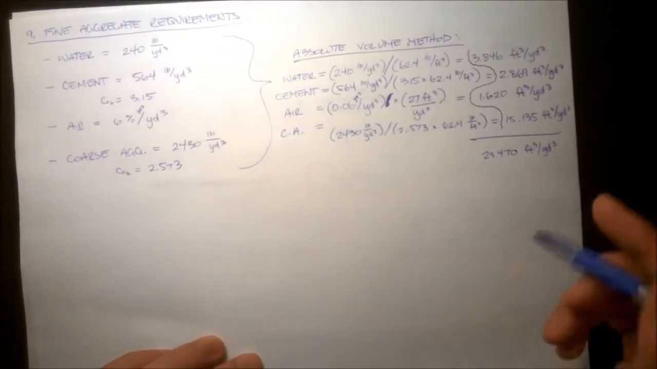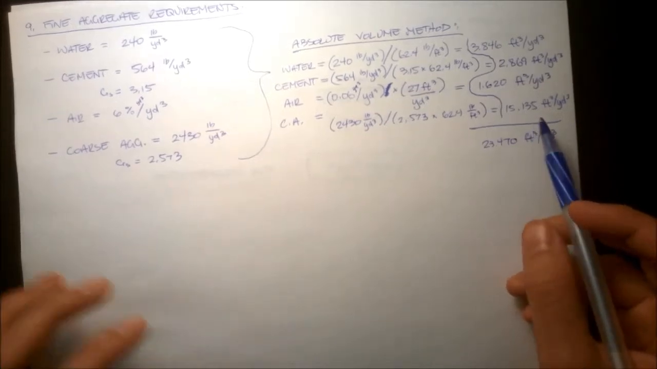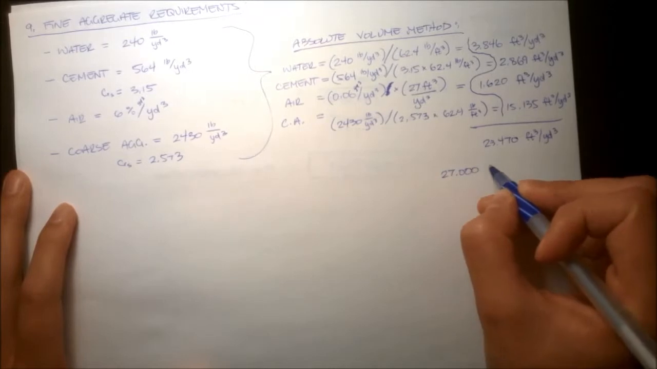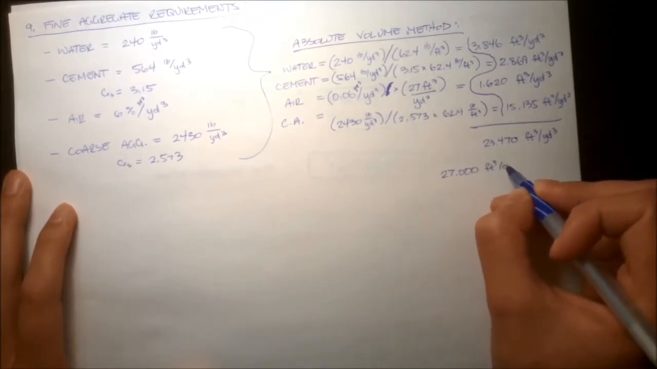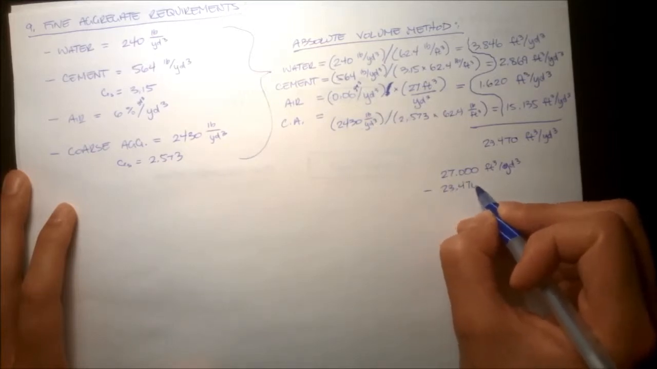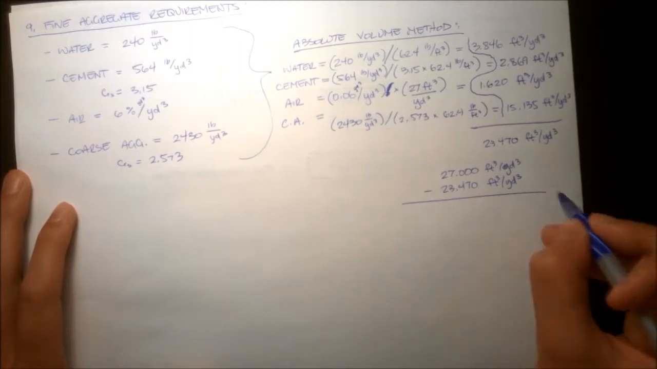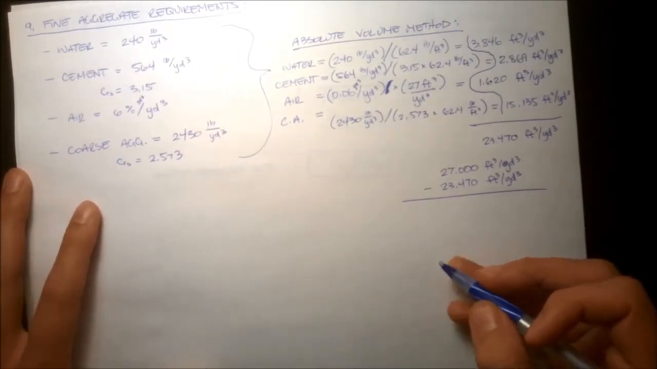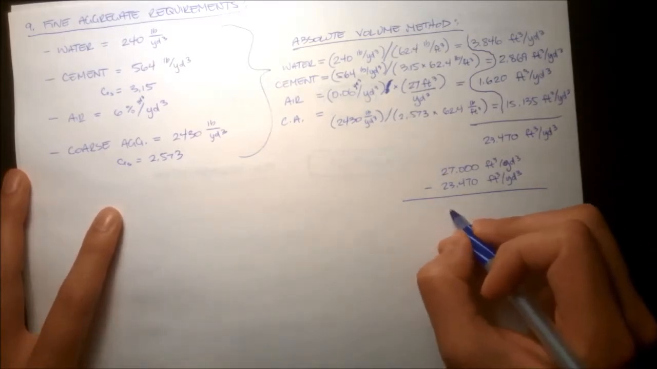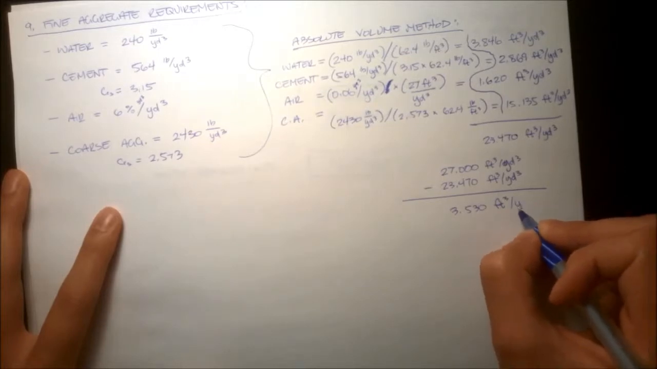And of course, we want this for a total of 1 cubic yard. So we're going to take 27 feet cubed per yard cubed minus this 23.470. Trying to keep units all the way through. And the fine aggregate volume, which is what this difference is, will be 3.530 feet cubed per yard cubed.